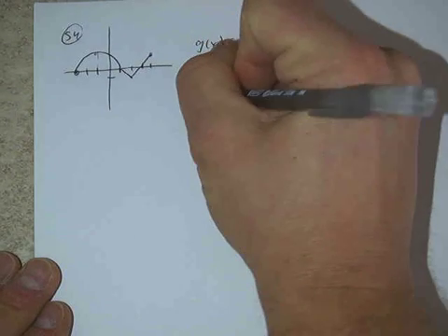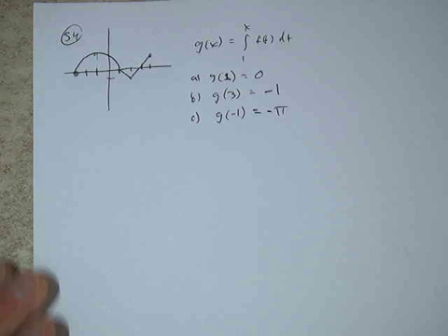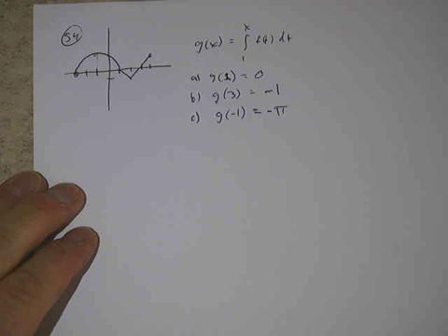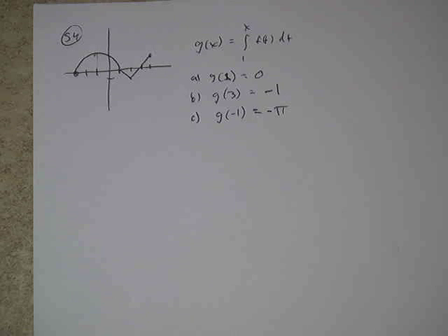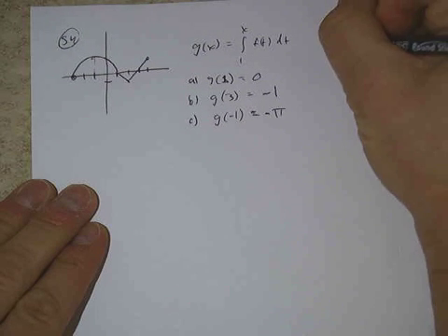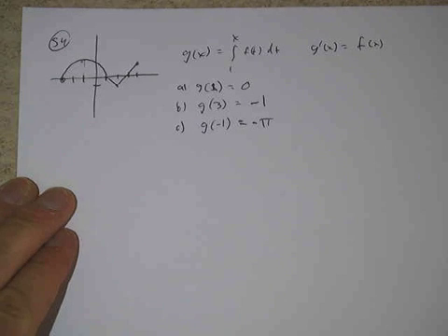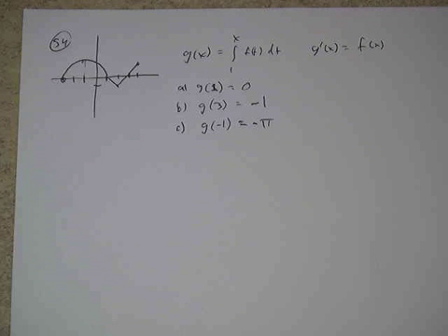Alright, how about part D? Let's check that out. It says find all the values of x on the open interval, -3 to 4, at which g has a relative maximum. So keep in mind here that we're looking at an open interval. We can't consider the endpoint, so that means that our only possibilities are when the derivative equals 0, or when the derivative doesn't exist. And keep in mind the derivative of g, the function in question, is f of x.